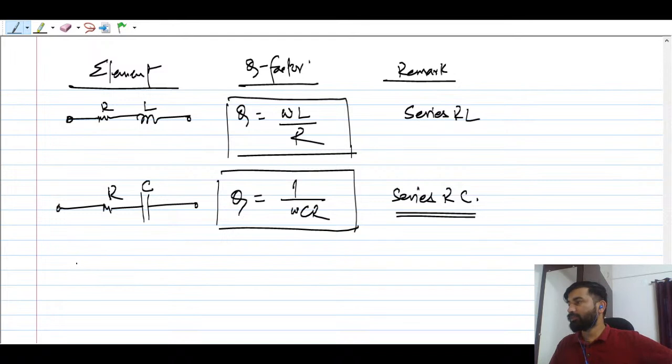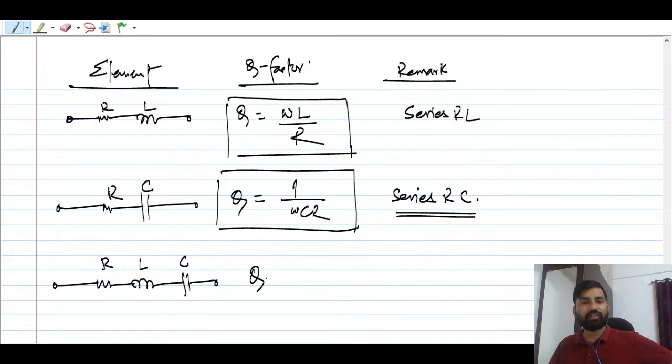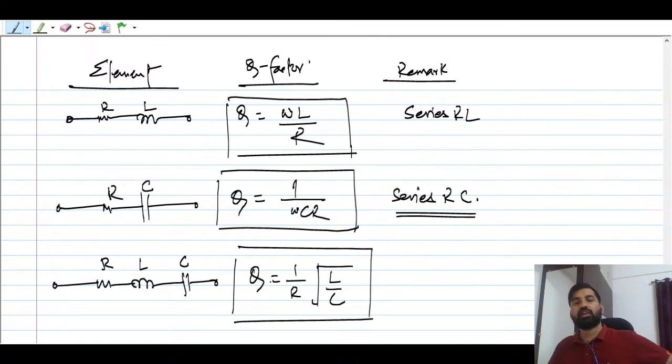Suppose we talk about R, L, and C. What is the Q factor for this? Q factor is going to be 1 by R square root of L by C. So this R will always be in the denominator; you have to keep that in mind. Sometimes in the exam they directly ask what will be the quality factor of this circuit, so you should know these formulas.